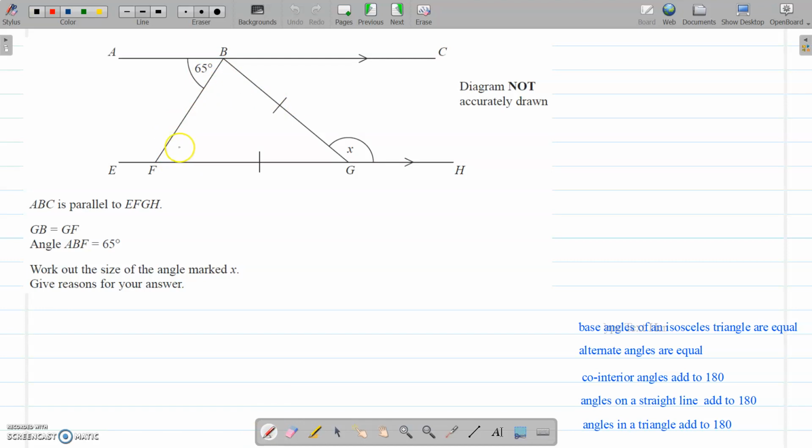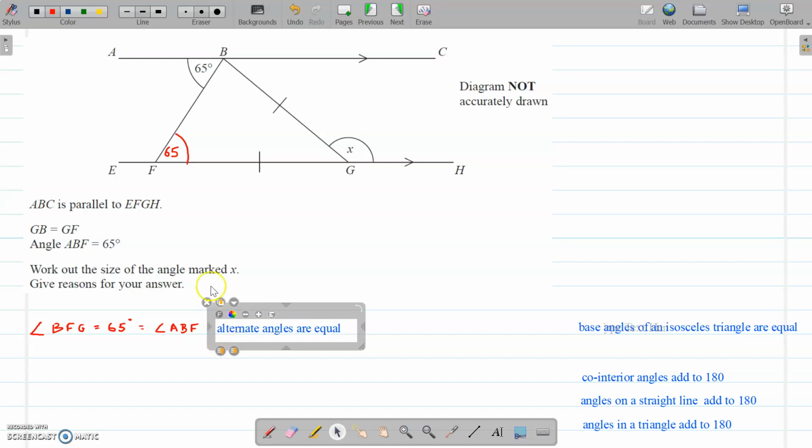So what I'm going to do is put an angle in here, state straight away that that's 65. And the reason I can say that angle BFG equals 65 is because it's going to be alternate with angle ABF. So that is equal to ABF, which is alternate. And I'm just going to say that that's because alternate angles are equal.